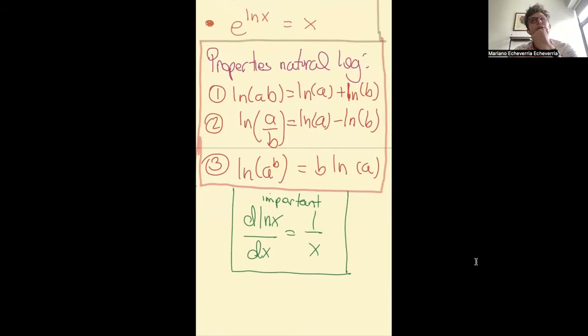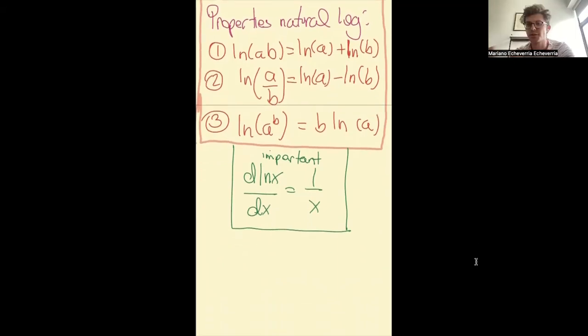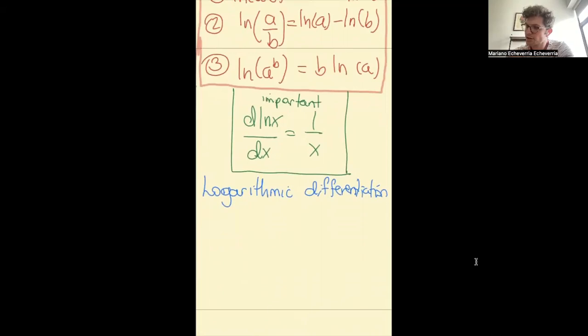Okay. So there is this way to find derivatives of powers by taking natural log on both sides of the equation. This is what's called logarithmic differentiation. Let me explain what I mean by this. It is mostly used as a way to find derivatives of functions.